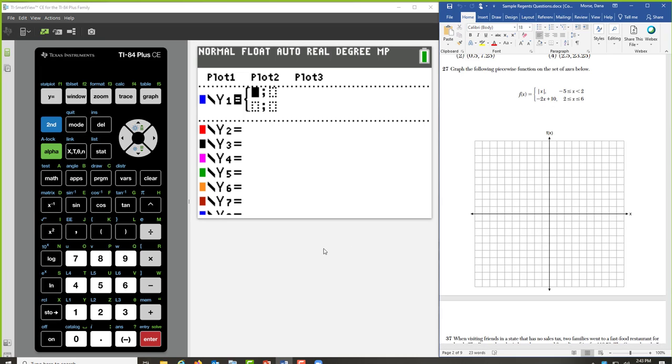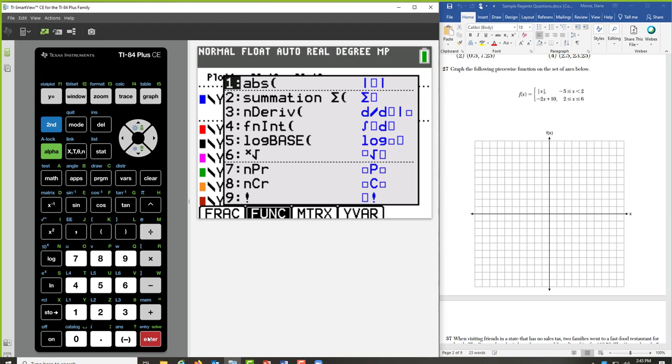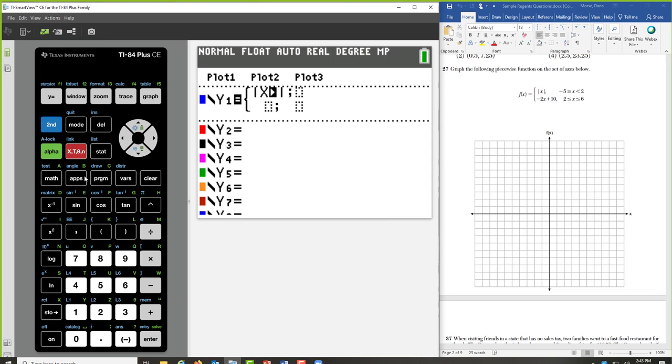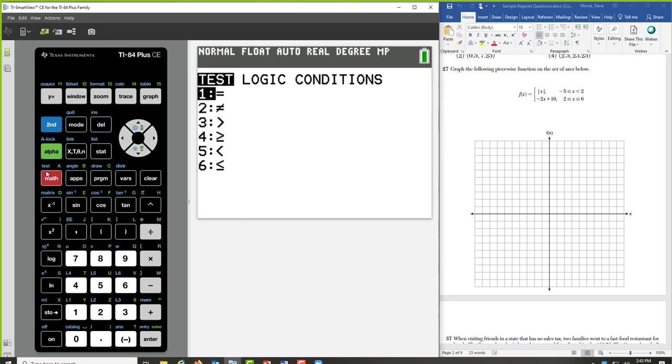Watch this in action. So absolute value, alpha window, select number 1, x. The cursor is telling you how to navigate, so I'll press the right arrow until I'm in the restriction box. I'll type it in as I see it. -5. Now I have to get this inequality symbol, and I saw those earlier. If I press second math to access the test feature, here they are.